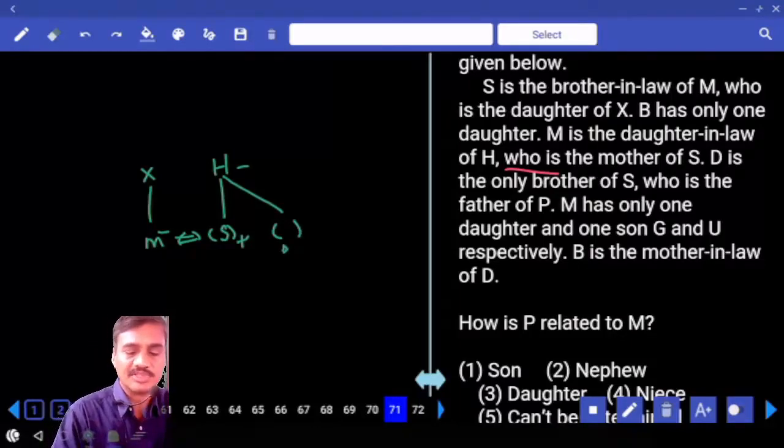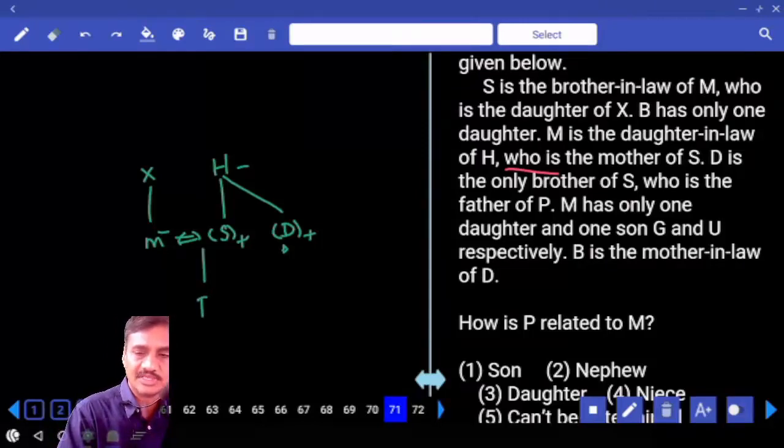And D is the only brother of S. Now D is the only brother of S, so we can take D here. S is the father of P. M has only one son and one daughter. Now this M has one son and one daughter, that is G and U respectively. That means P cannot be the child of this one.